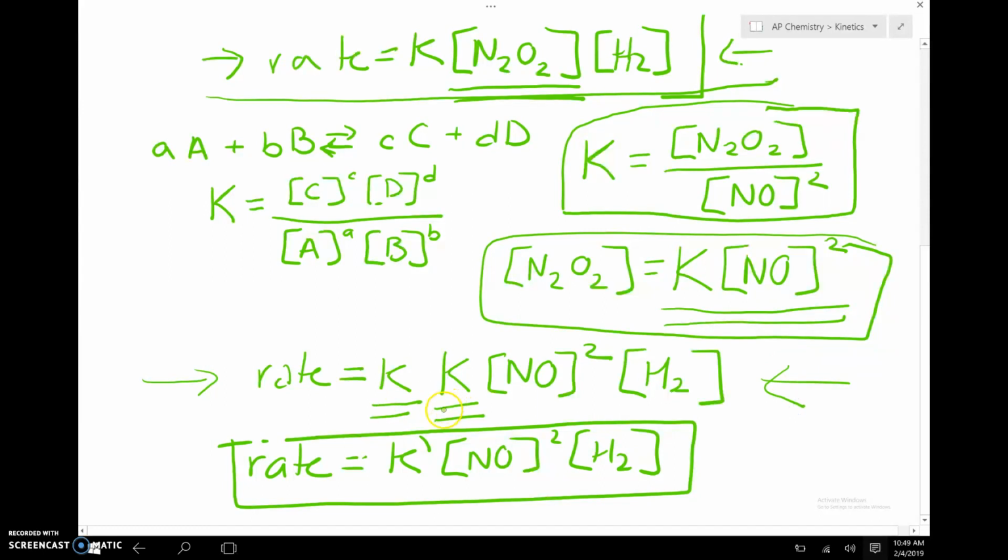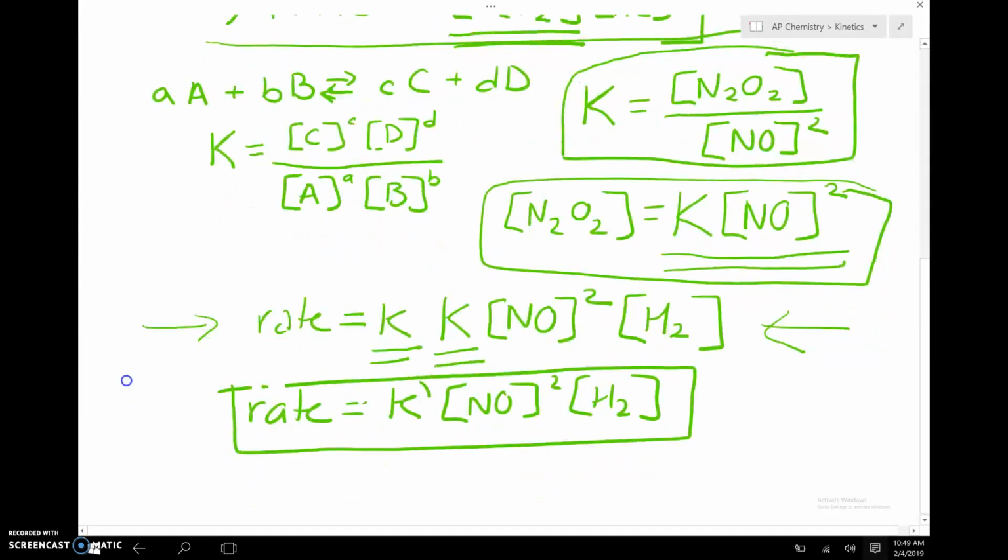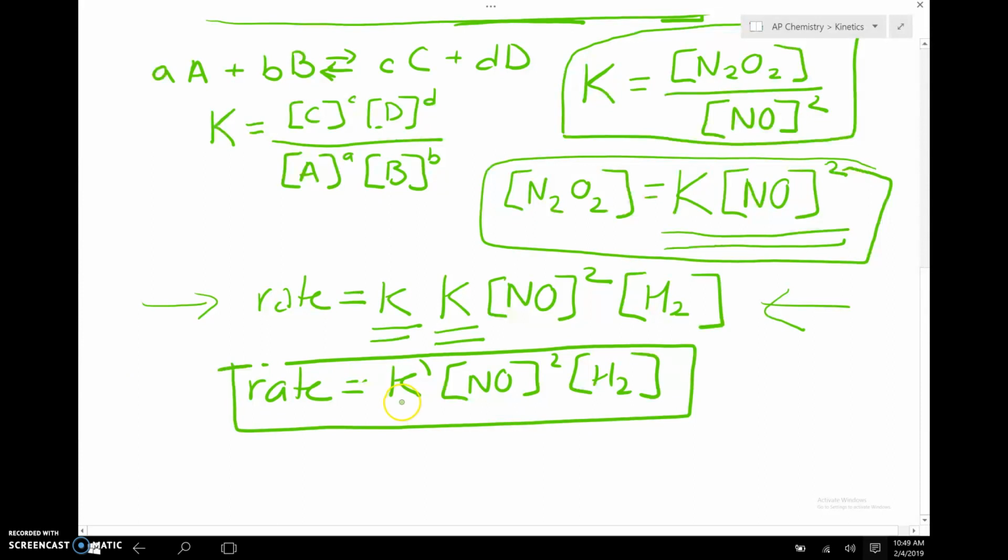And we're able to combine the K's into one K. And this is our overall reaction. You can write this K as regular K, lowercase, or K prime.